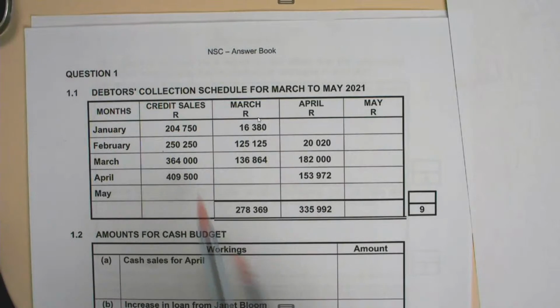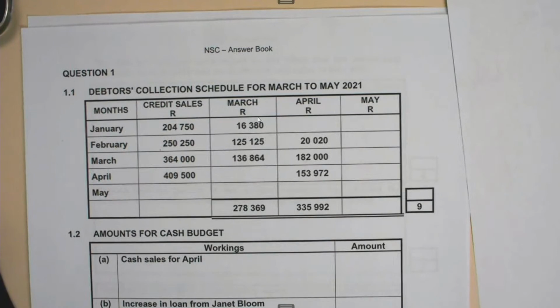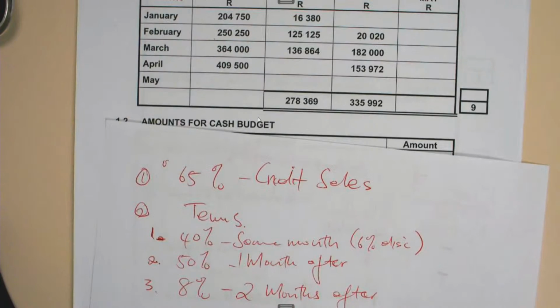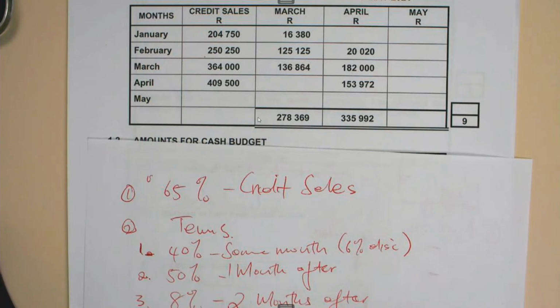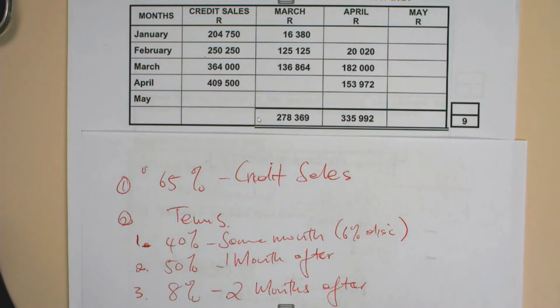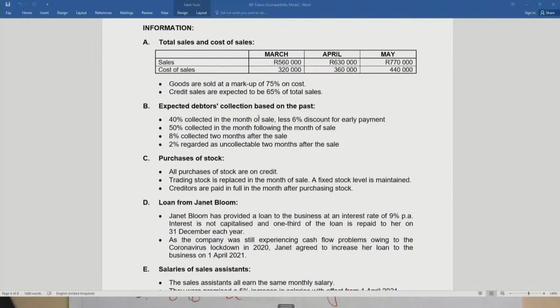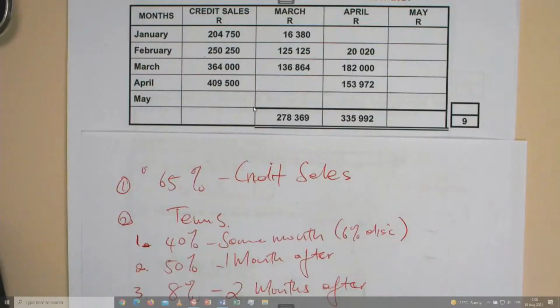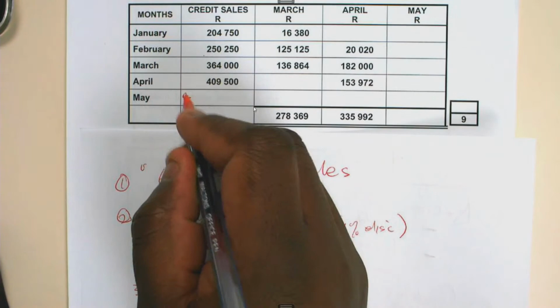Right. Now, in terms of our question, we are now supposed to look at 1.1. Remember what I said to you? I said that for us to complete the debtors collection schedule, we need two things. Percentage of credit sales, in this case, they said to us 65% of total sales are credit sales. And then here under B, it is our terms. Firstly, let's get the credit sales for May, so that we can collect after.